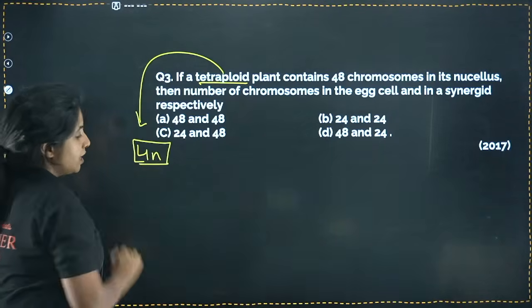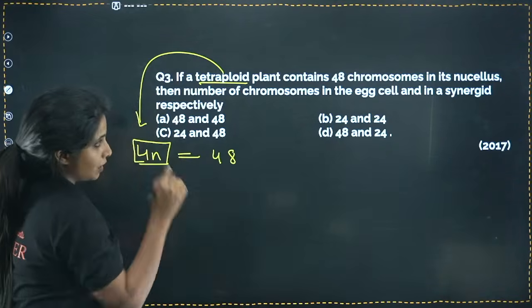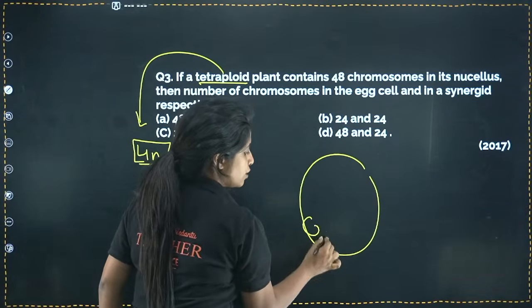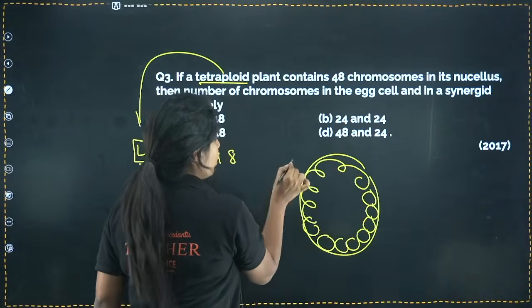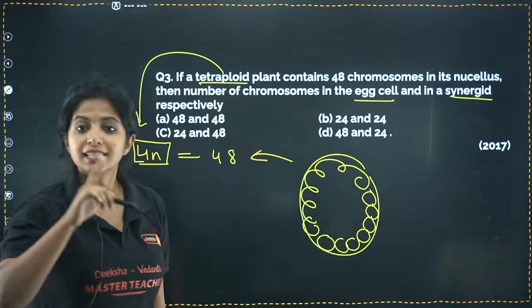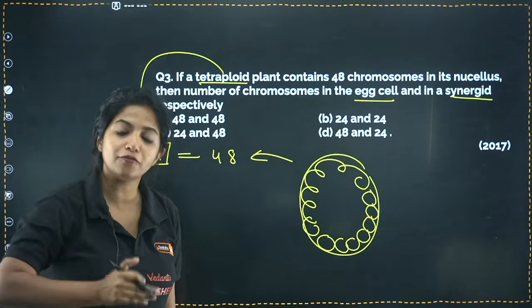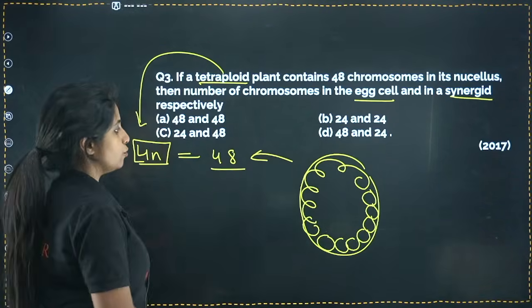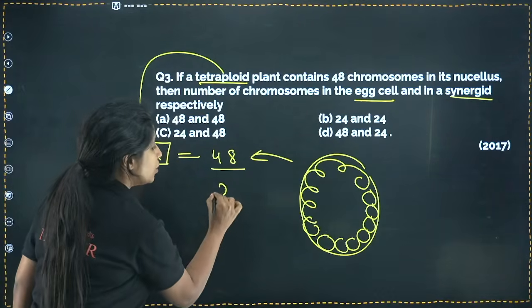It is 4n. So this 4n plant has what? They have given you the number of chromosomes also. It is 48. In its nucleus, basically inside the ovule, you have certain cells which are normal cells, they're not gametes. So their ploidy is what? 48. Now we are asked about the egg cell and synergids. Egg and synergids are part of the embryo sac. They always have half of the number of chromosomes than the normal cell. So if the nucleus has 48 chromosomes, the egg and the synergid will always have half of it. That is going to be 24.